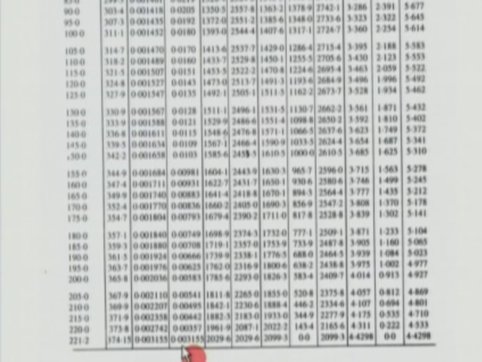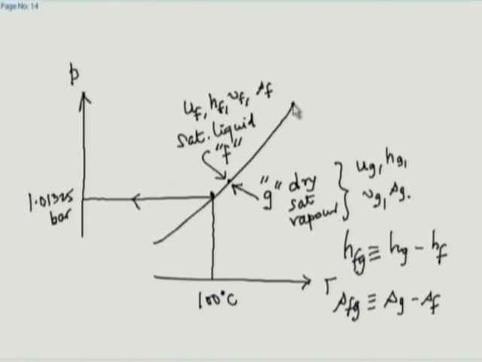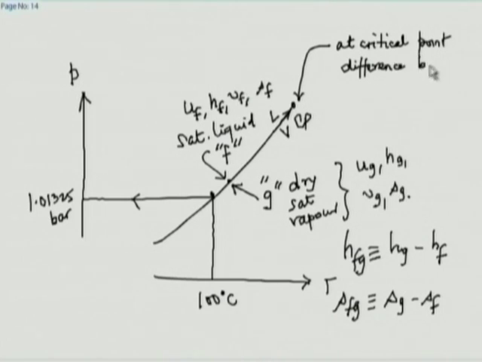That means when you come to the critical point, there is no distinction between the liquid phase and the vapor phase, and because of that you will notice that the saturation line ends at the critical point. As you approach the critical point, the distinction between the liquid and the vapor reduces, and at the critical point the difference between liquid and vapor vanishes. So they do not remain two distinct phases anymore, and that is why this line ends at the critical point.